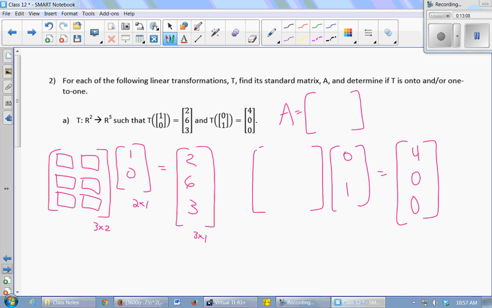Say it again. 2, 6, 3 would be the left column. 2, 6, 3 and 4, 0, 0 the right one. Does that make sense?